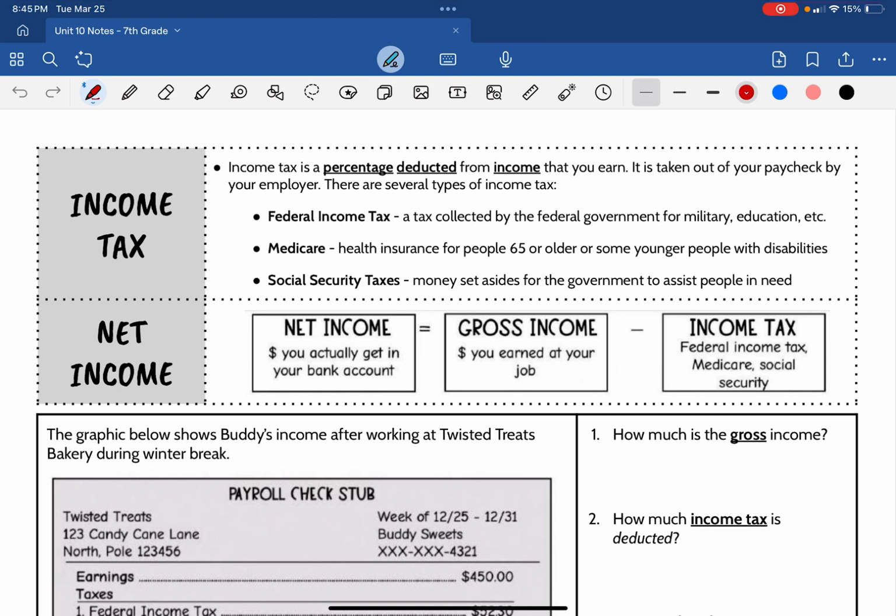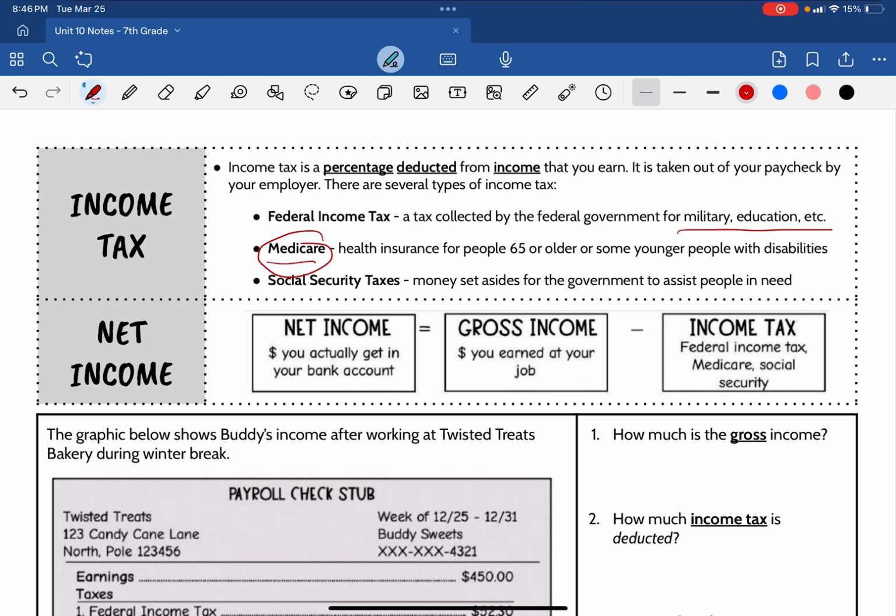So there's a couple different types of income tax that gets taken out. There's federal income tax, which is tax collected by the federal government for military and education. There is Medicare, which is your health insurance for people 65 or older or some younger people with disabilities. So the Medicare gets taken out from the time you start working, and then you can access that money later. And then there's the Social Security taxes, which is money set aside for the government to assist people in need. The Social Security is also part of stuff that people pay into as they get older. We talked about this the other day. Teachers don't pay into this.